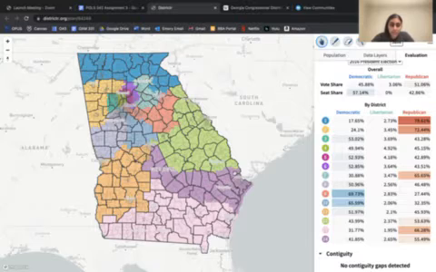In my map, most of the districts are relatively safe for whichever party holds the majority. Districts 4 and 8 are the least safe, with Democrats holding leads over Republicans of 4.79% and 4.48% respectively.